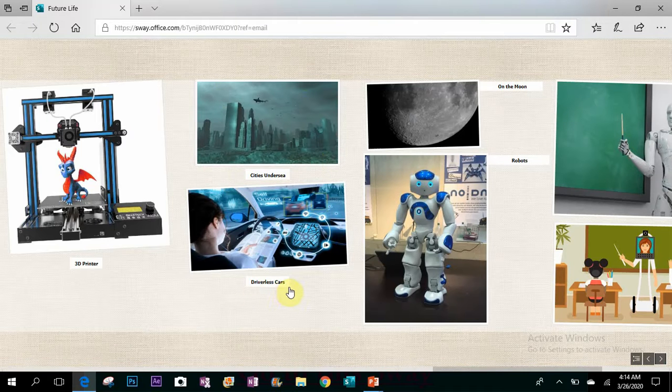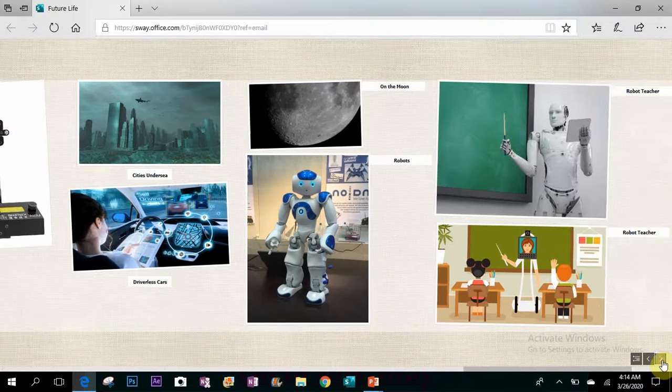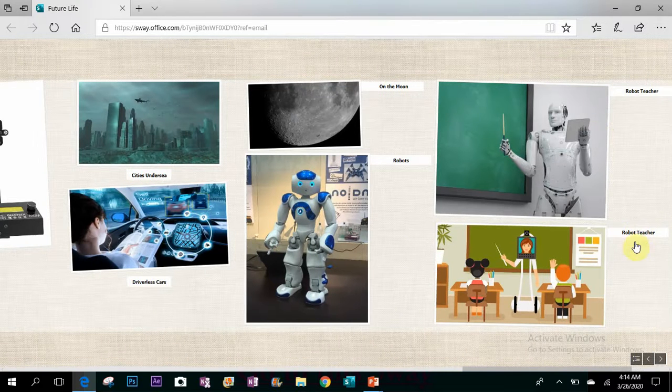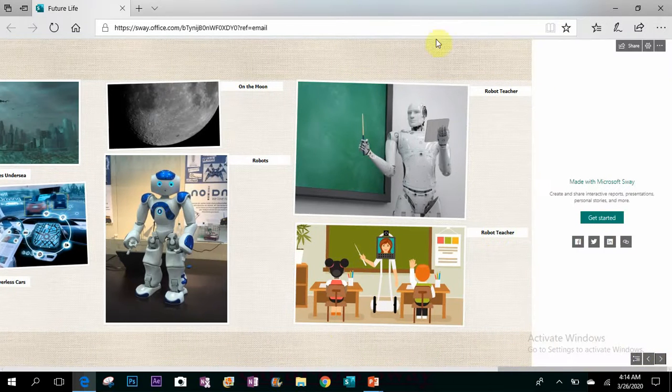Driverless cars. Actually, there are already cars designed to be driverless. And living on the moon. What do you think, guys? Then we have some robots. Imagine having a robot teacher. Okay, this is what we're going to see in the future.